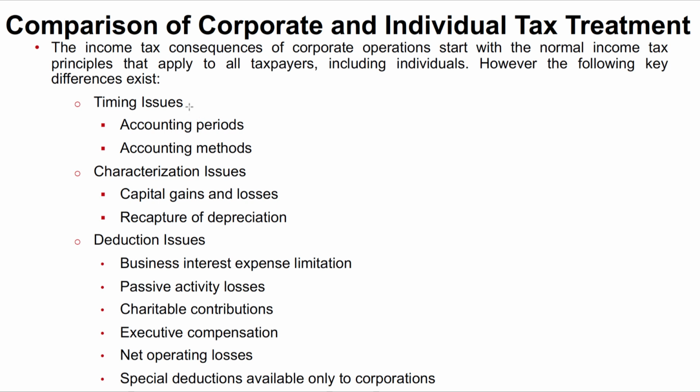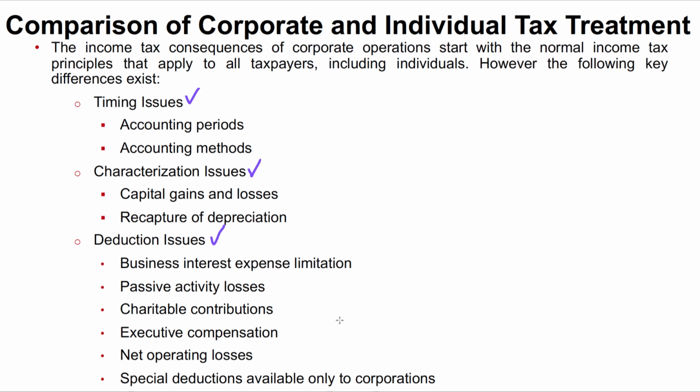So here are the timing issues, the when question. Here are the characterization issues. And here are the deduction issues that we're going to focus on in this presentation. Now, I do have some other discussion at the end of the presentation, but these are really the main highlighting points, the major differences when it comes to corporate income taxation from the rest of income taxation. We're going to take a look at all 3 of these classes, when question, characterization question, and deduction question, separately. But within these different classes of questions or issues, you'll see that we have a breakdown. This serves kind of like an outline.